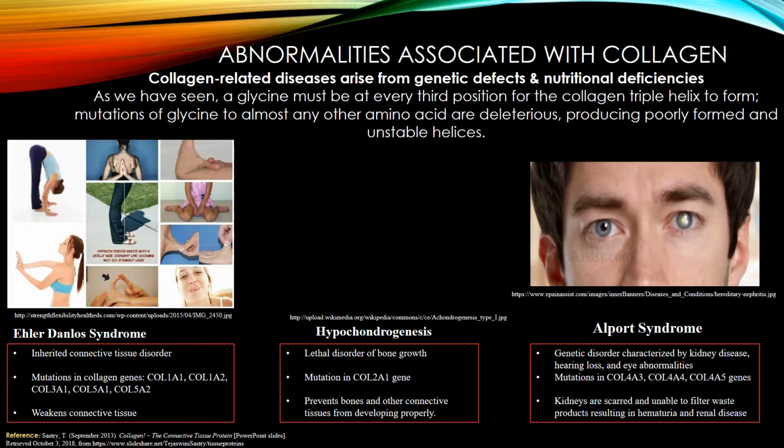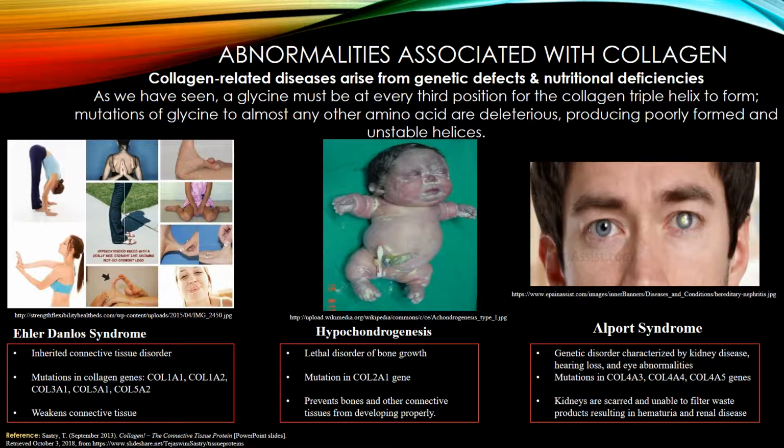But I posted all three of them just so you see the variation on different collagen, what type of mutations may arise. In the middle picture where you see the deformed baby, the disease is called hypochondrogenesis, and it's a lethal disorder of bone growth, and it's one of the most severe conditions in spectrum disorders caused by mutation in the collagen 2A1 gene.